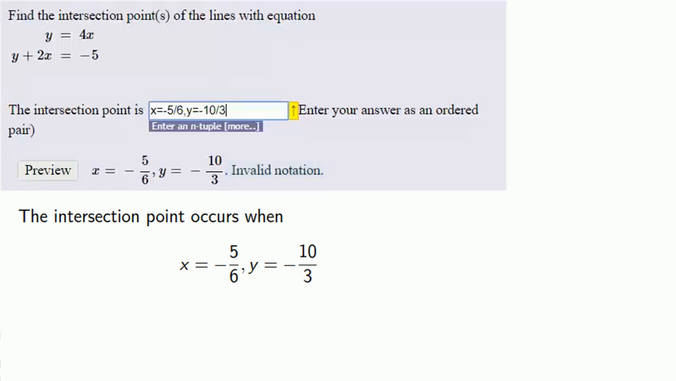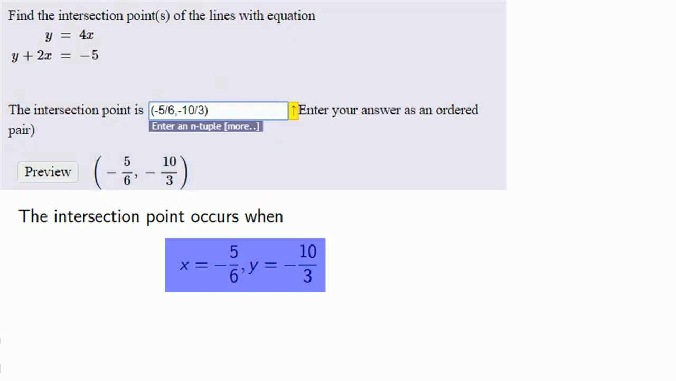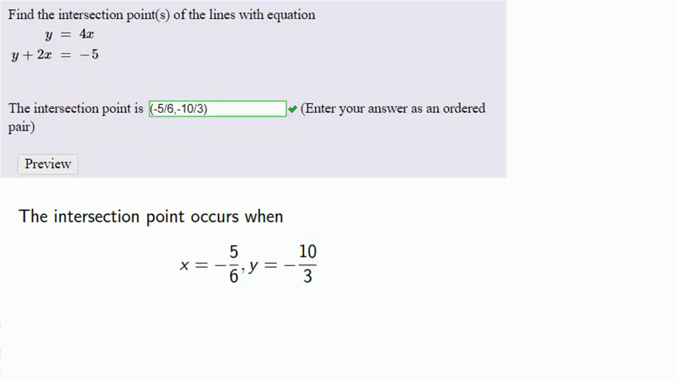That's because in this particular case, you're supposed to enter your answer as an ordered pair. So we need to separate these values with a comma. And it's still confusing to the computer, because an ordered pair is supposed to be enclosed with parentheses. So we've got to add those parentheses. We'll check one more time. What the computer is hearing is the ordered pair x equals negative 5 sixths, y equals negative 10 thirds, which is what we want to say, so we're ready to click on Submit and get full credit for that problem.